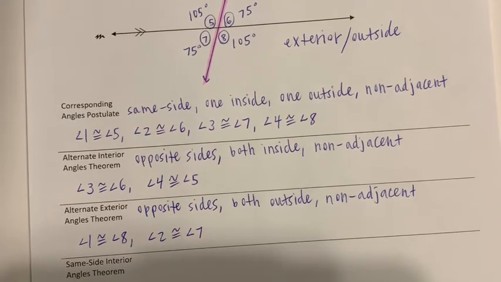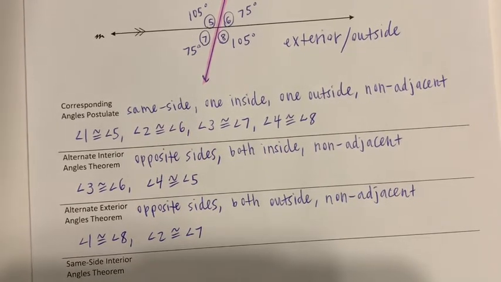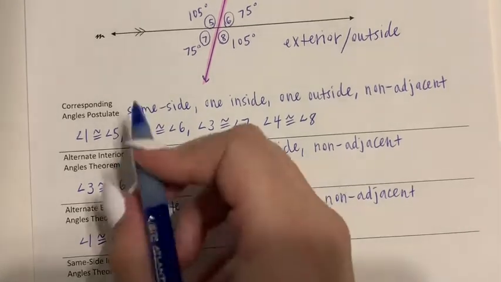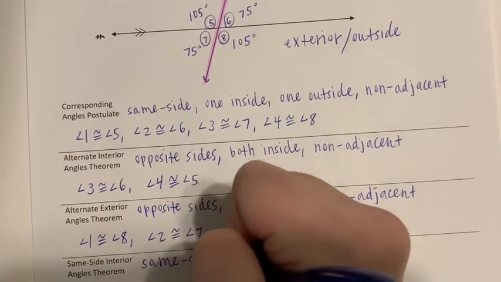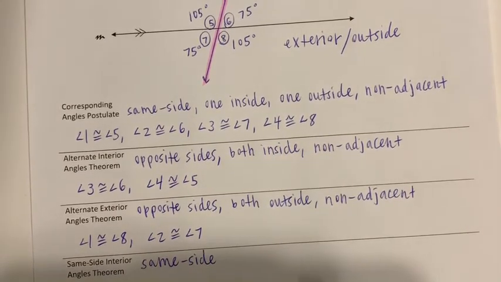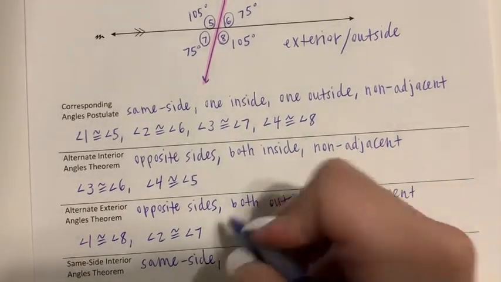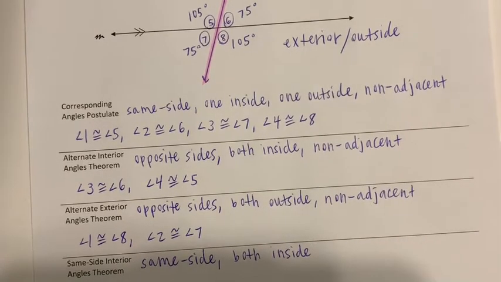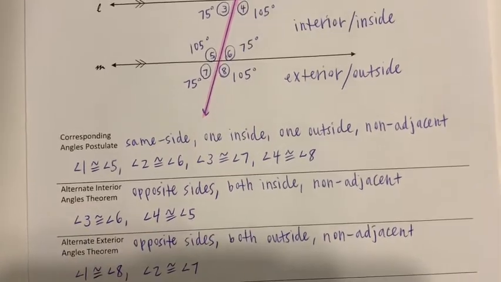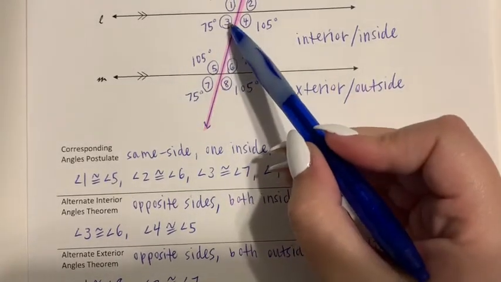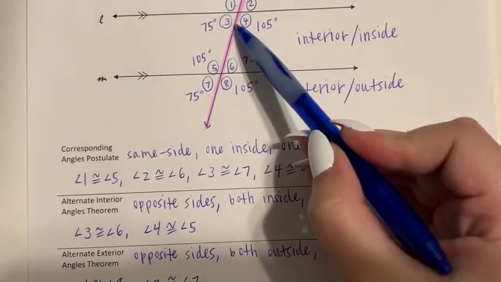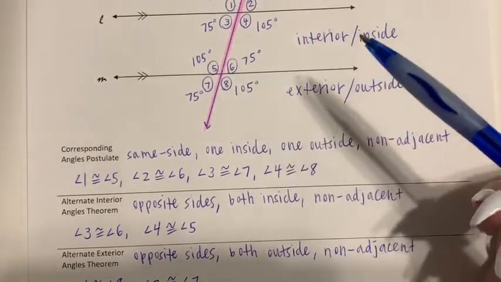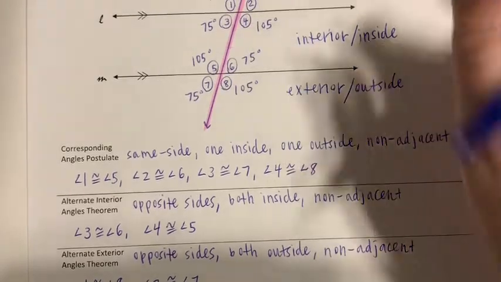We have one final special angle relationship, and that is same side interior angles. So same side, meaning now they're going to be on the same side of my pink transversal. I see the word interior, so that means they both need to be inside. Both inside. So same side, both inside. So that would be like angles 3 and 5. They're both on the same side of my pink transversal, so they're both to the left of my pink transversal, and they're both on the inside region.